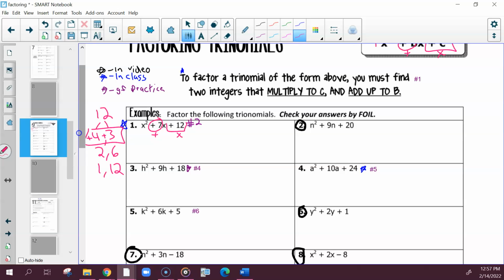Once you find those two numbers, you're going to write this in factor form. Okay. So in each of these, you're going to have an x in the beginning. And the two numbers you just found, you're going to put in your set of parentheses. It does not matter if I put plus 4 here or here, but this would be plus 4 plus 3.